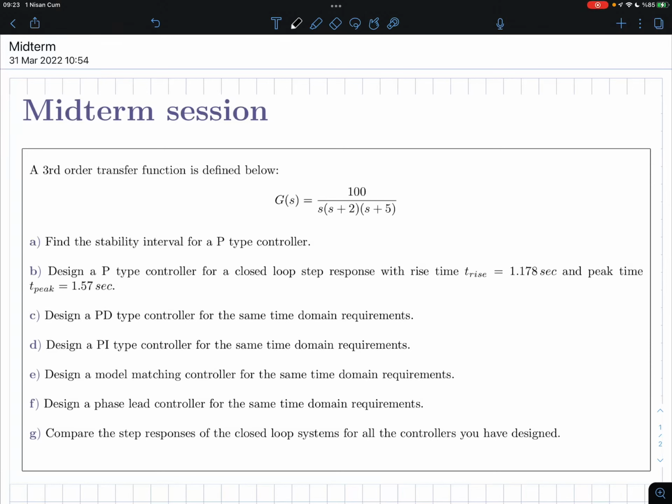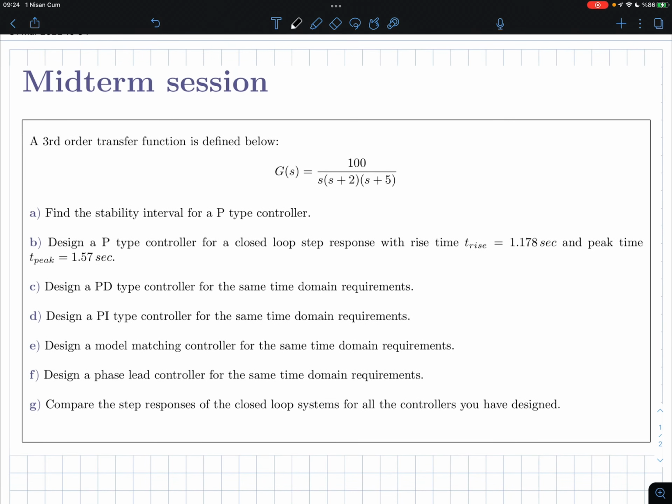Hello everyone. Today we are going to solve questions towards the midterm exam. Now we have a third order system, and for this third order system we are going to design some controllers and talk about the design. So now the first question is to look for the stability interval for a P-type controller.